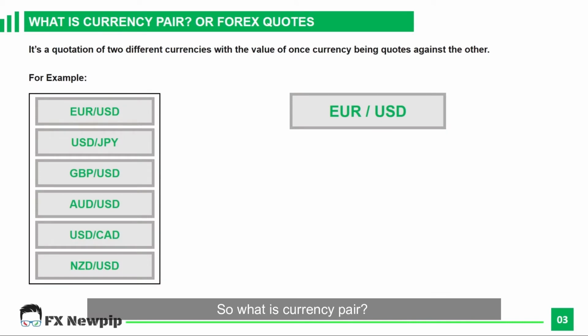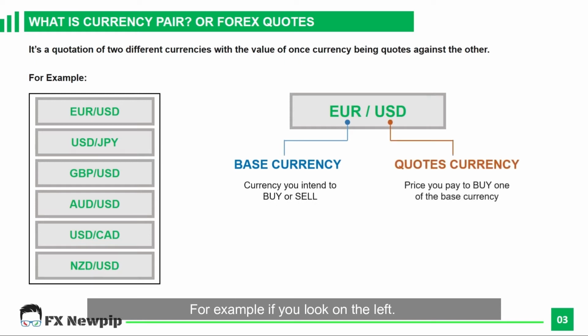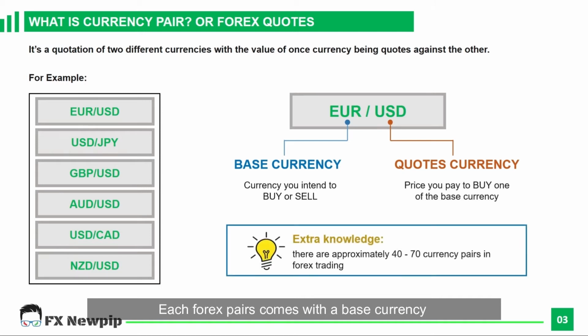So, what is a currency pair? Remember the first video, lesson 1? John traveled to Australia and exchanged his Ringgit Malaysia currency to Australian dollars. It works the same for other currencies as well. Therefore, we call them pairs, and each pair has its own Forex code. For example, on the left, those are a few examples of Forex pairs. Each Forex pair comes with a base currency and also a quote currency. The base currency is the one you intend to buy or sell, and the quote currency is the one that you pay in order to buy one unit of the base currency.